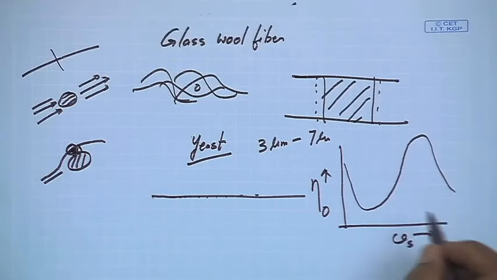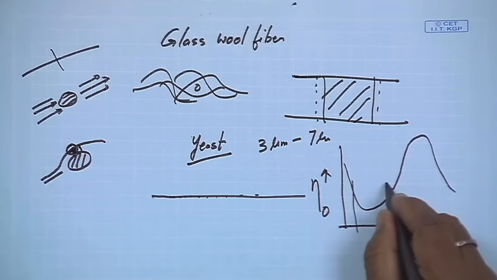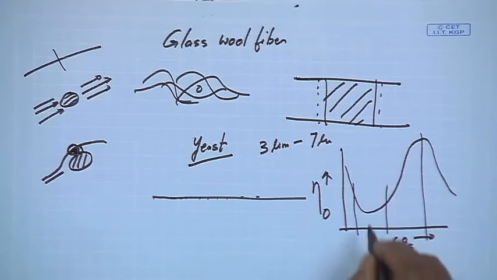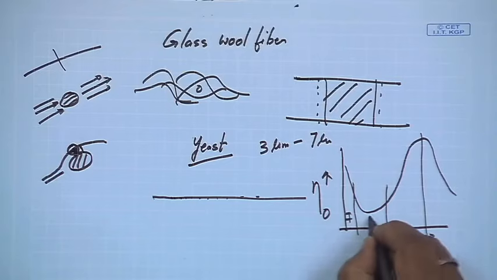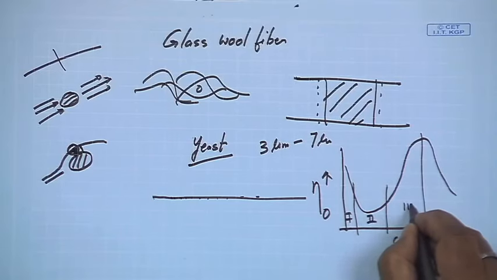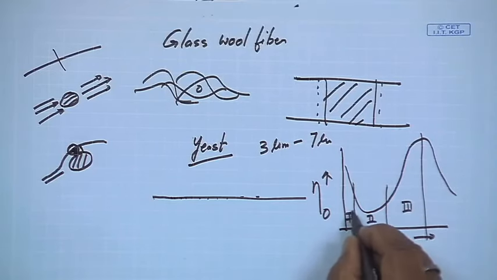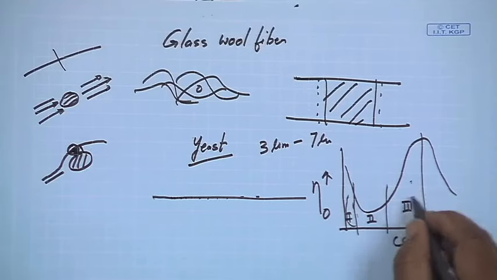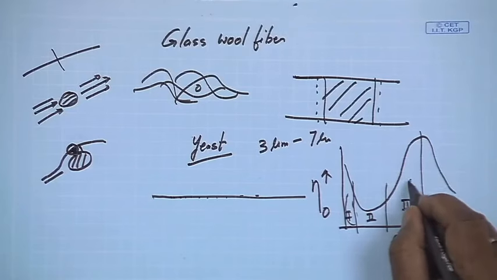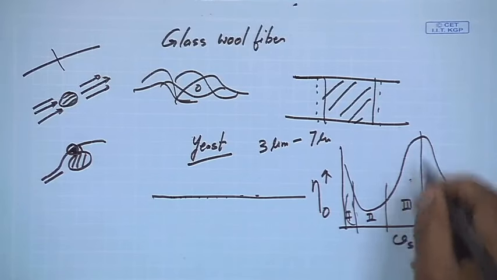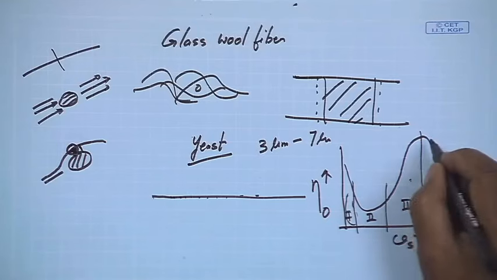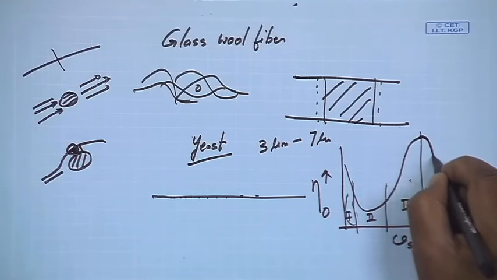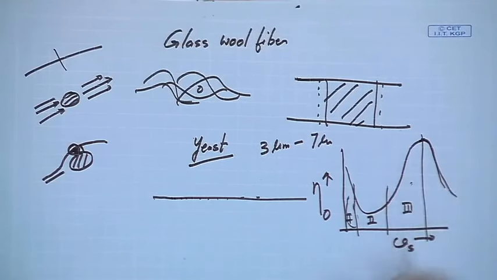So this is very important, because you know that here you have three different sections: this is one, this is two, this is three. Here the particles are mostly collected due to diffusion, this is interception, and this is mostly due to inertial impaction at high velocity. But here again there is a critical velocity, because in case of inertial impaction we come across one critical velocity.